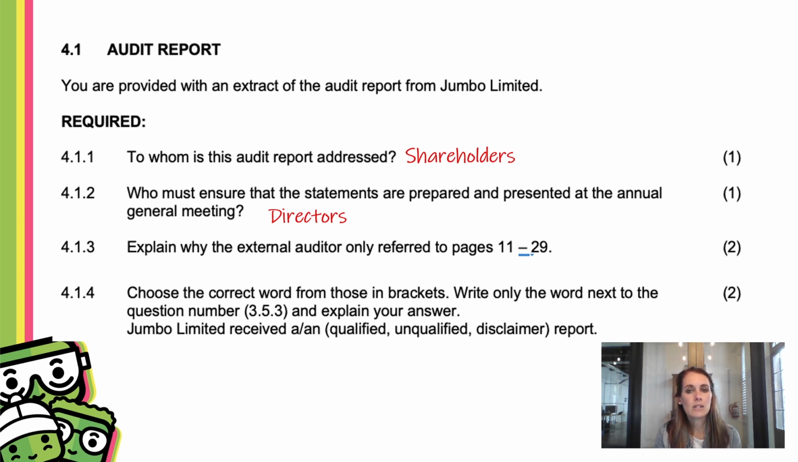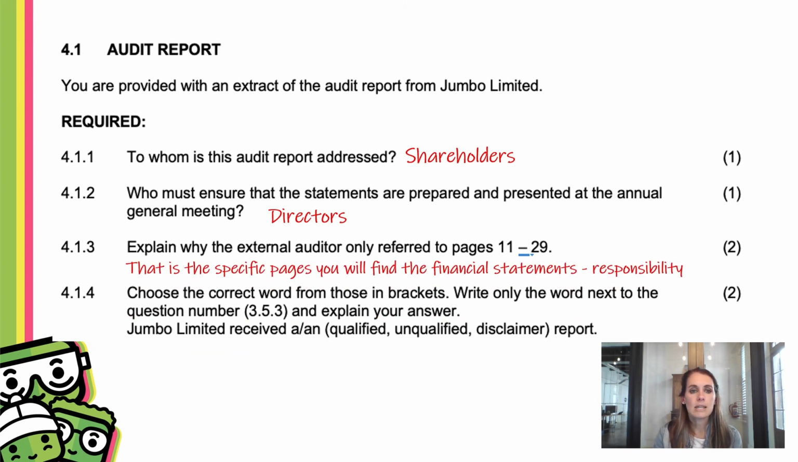Then they like to ask as well, why will the auditor refer to a set of pages? In this case, they said, please refer to pages 11 and to 29, and then they will give their comment. The reason is that this is the specific pages where you will find the financial statements, and that's the only responsibility that the auditor has, to check up on the financial statements.